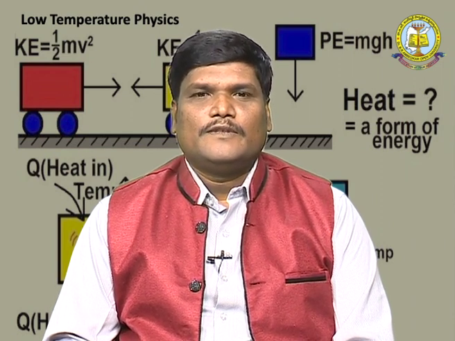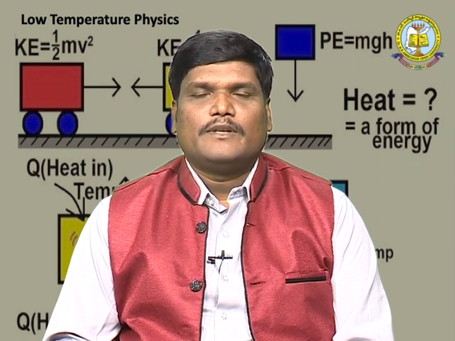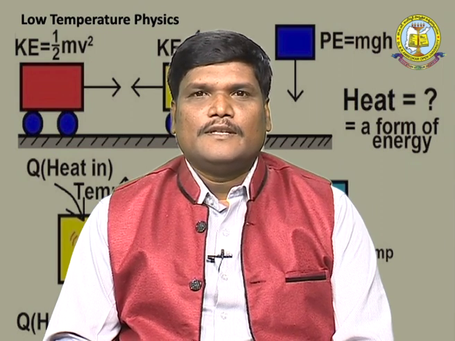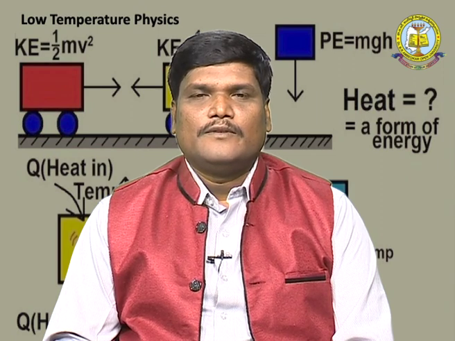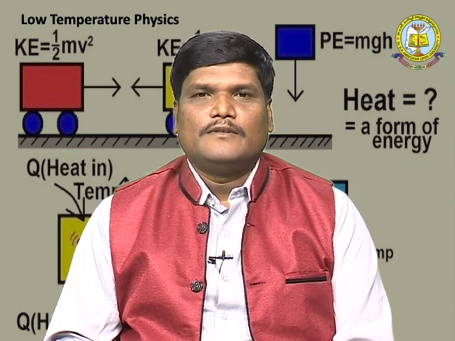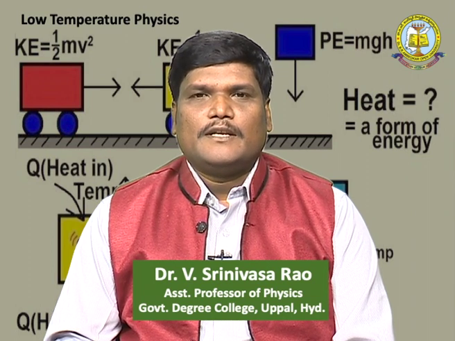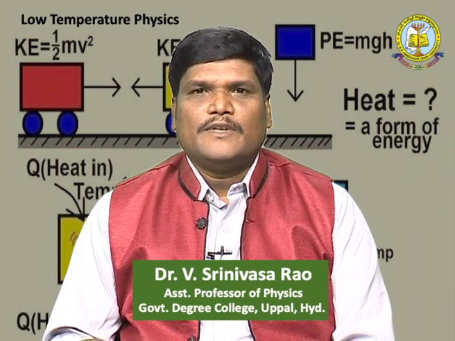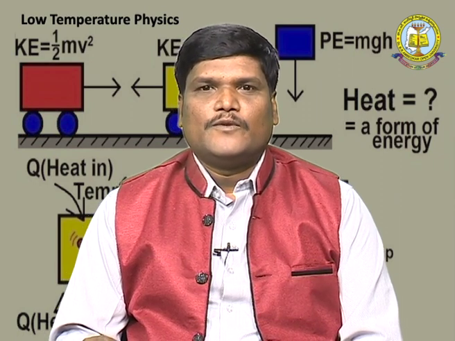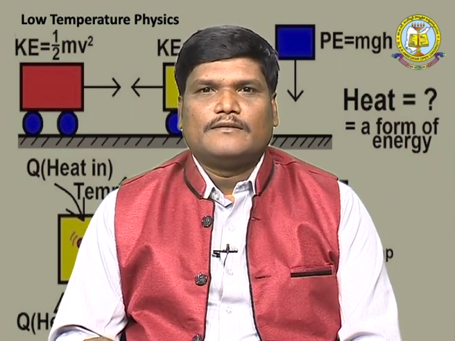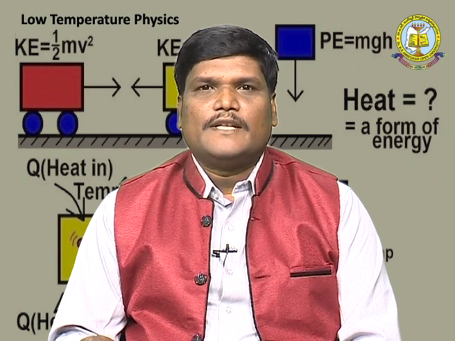Today we will discuss low temperature physics. What are the methods by which low temperatures are achieved? The Joule Kelvin effect, adiabatic demagnetization, and many different methods are there to achieve low temperature. Before that, we will discuss the phase diagram.